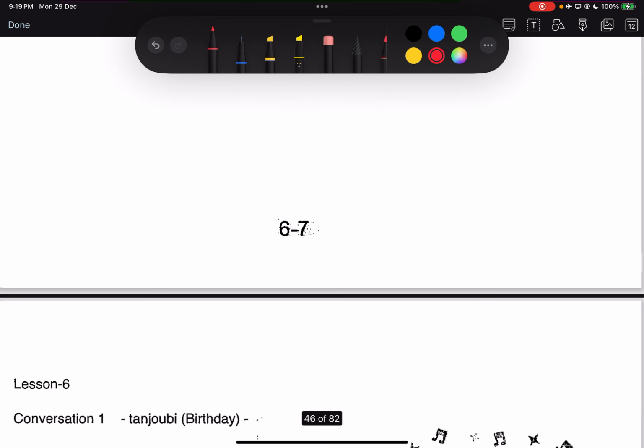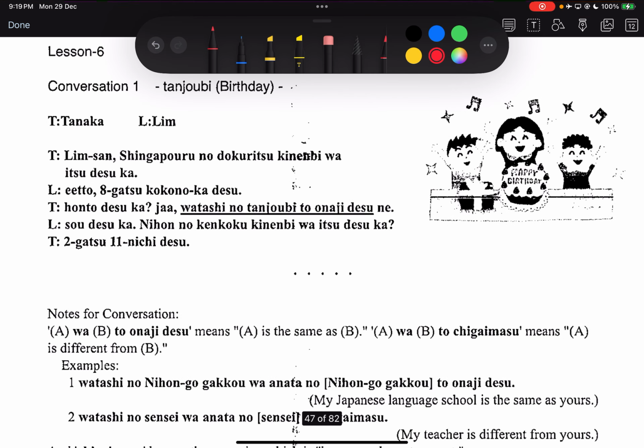Okay, then we have our conversation. Let's take a break first, 5 minutes. I think you all need to refresh your mind a little bit. If you have anything to clarify, feel free to let me know. Anything you're not sure, want to ask. Let's take a break first.